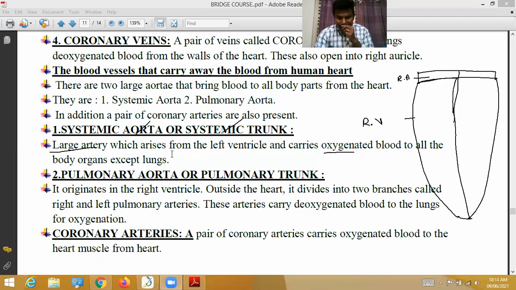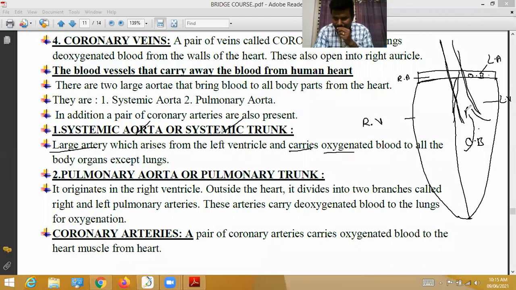It is the large aorta that arises from the left ventricle. It is the left auricle, it is the left ventricle. From the left ventricle, the large aorta arises and carries oxygenated blood. See, the left auricle always receives oxygenated blood. From the left auricle, the left ventricle receives oxygenated blood. This oxygenated blood enters the arteries. These are large arteries that carry oxygenated blood to all the body parts.